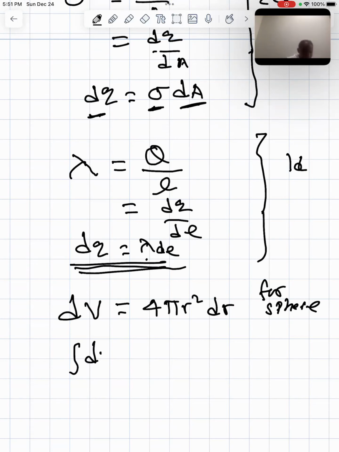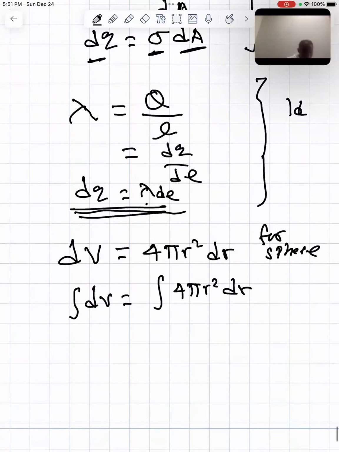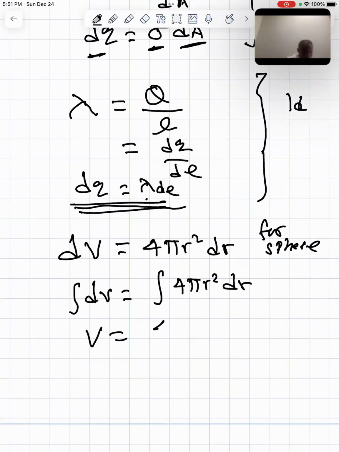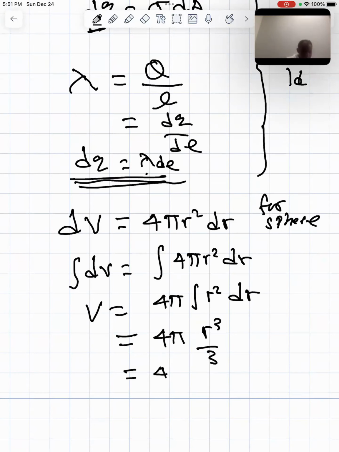If you integrate dV, you have to also integrate 4 pi r squared dr. The integral of dV is just V. 4 pi is a constant, take it out. This is simple calculus. The integral of r squared is r cubed over 3, and this is nothing else than 4 over 3 pi r cubed. That's correct. This is the volume of what? Of a sphere. So whenever I ask you to find the electric field for a sphere, for dV, you can use this.